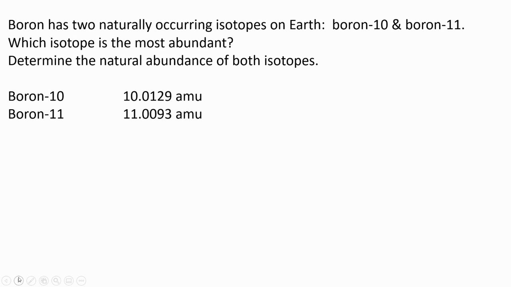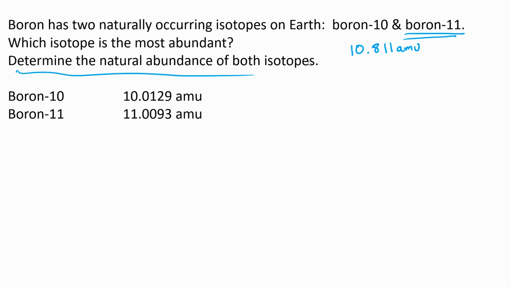If I look on a periodic table, it's usually listed as 10.811 AMU. Well, this is all I need to know to figure out which one of the two isotopes is most prevalent. This number is between 10 and 11, right? But it's closer to 11, which means I must have more boron 11 than I do boron 10. Let's prove it. We're going to do that by solving for those natural abundances.